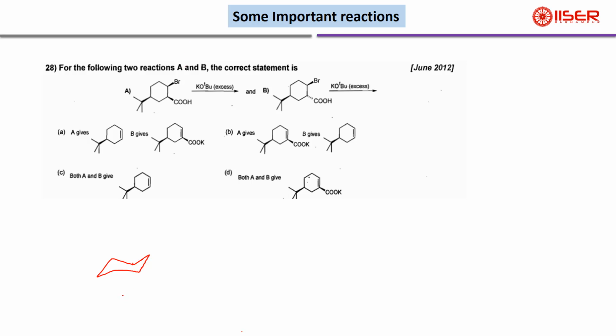So if we just draw this one, it is for A. In case of A, this is above the plane. So you have to place this anchoring group always in the equatorial. So equatorial plus above position, this one is correct. I think you know about the anchoring group.